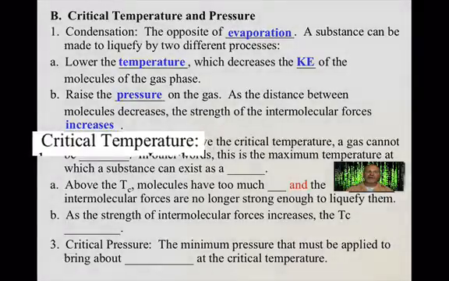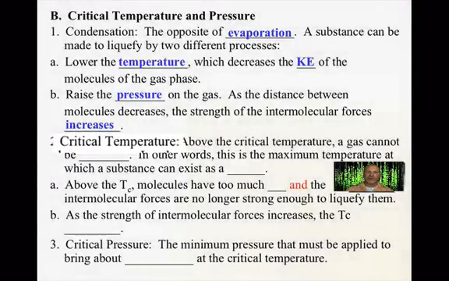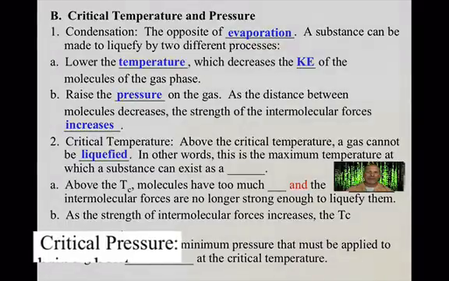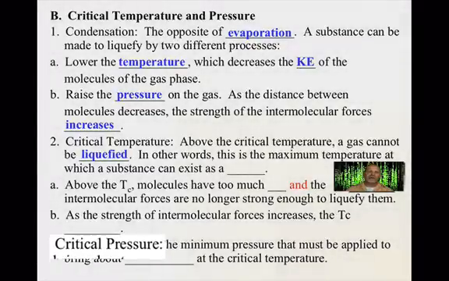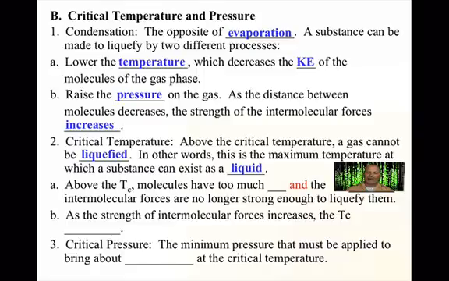Two other key terms I want you to understand are critical temperature and critical pressure, and they love to show up on the test. Critical temperature is just saying that above the critical temperature, a gas cannot be liquefied. A better way to say that is that the critical temperature is the maximum temperature at which a substance can exist as a liquid.